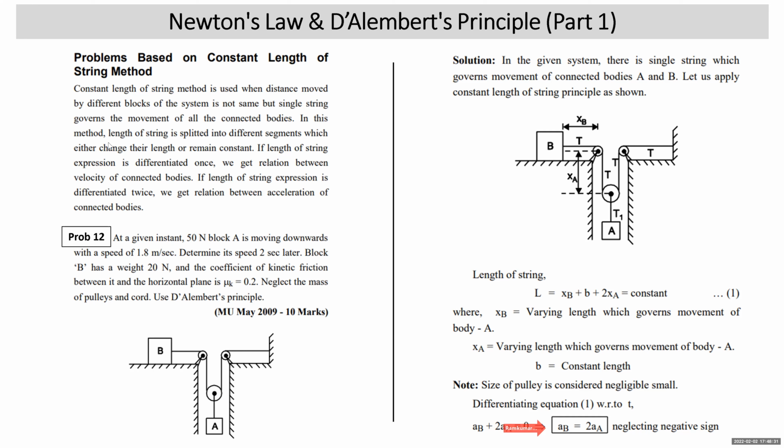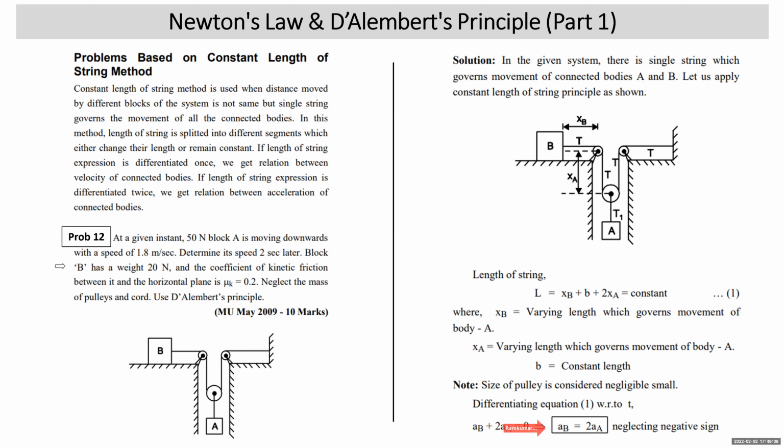So here we are taking up a type of problem where there is a single string which is governing the movement of connected bodies. So we apply a mathematical technique called the constant length of string method. In this technique, we divide the length of the string on which we want to apply the method into segment lengths in such a way that certain segments will remain constant and certain segments will be changing. The segments which are changing will govern the movement of blocks. This way, the length of the string equation is written.